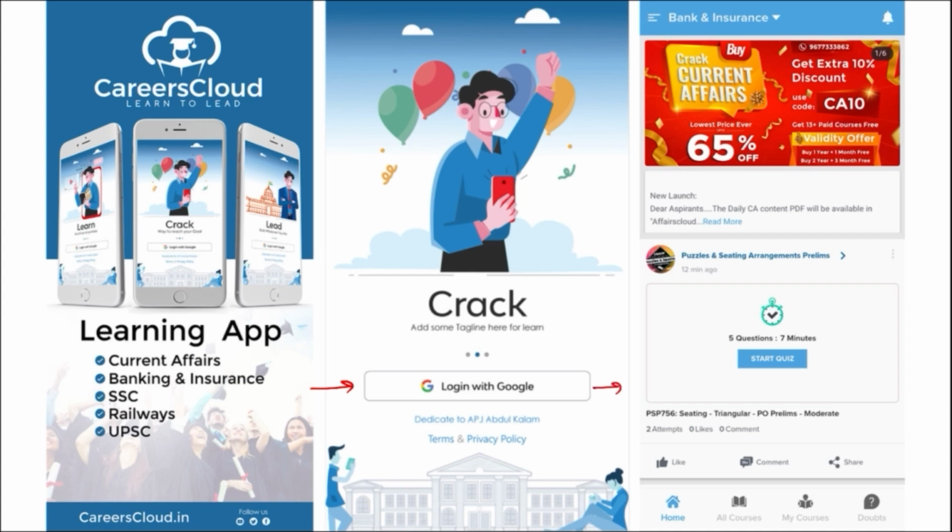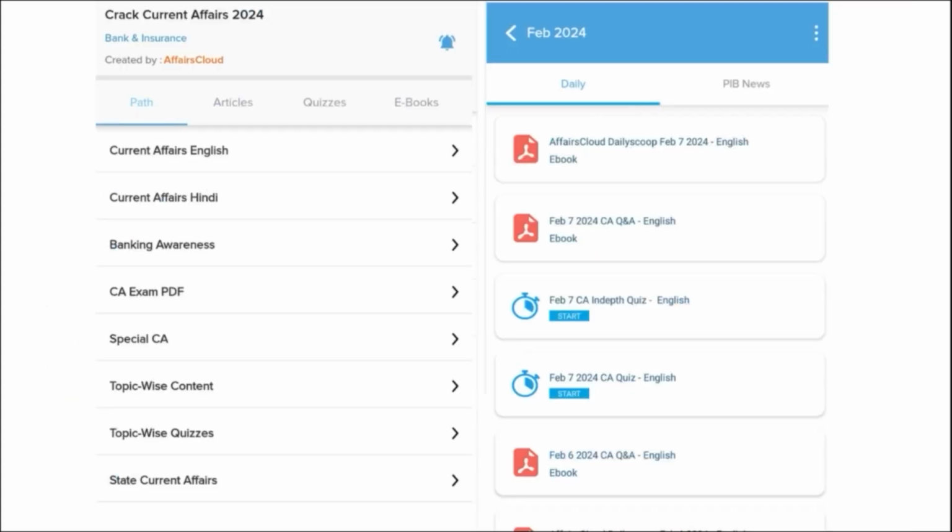Once you have logged in, you will be redirected to this page where you will get this UI, and there will be options for home, all courses, my courses and doubt section. On this application, you will get multiple PDFs and multiple content on a daily basis that will enhance your learning. Our first segment is daily current affairs. We provide current affairs daily in both English as well as Hindi. The PDFs are uploaded on our application, and apart from this, we also provide you with quizzes that will help you revise the content after you have gone through the PDF.